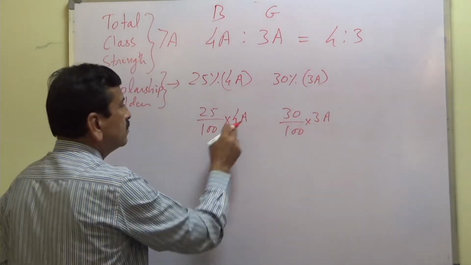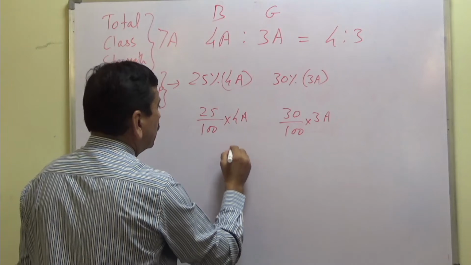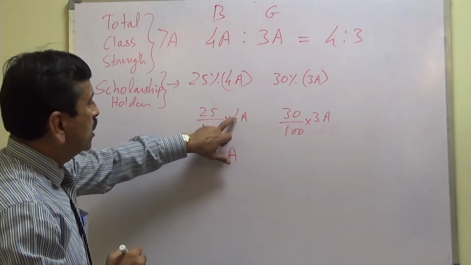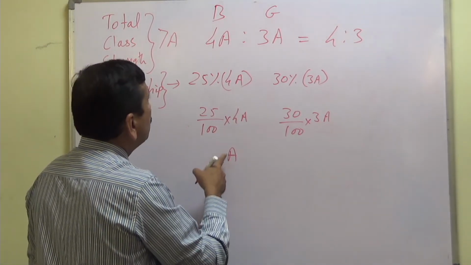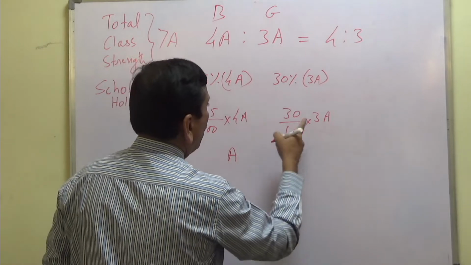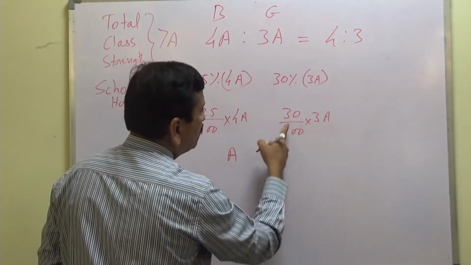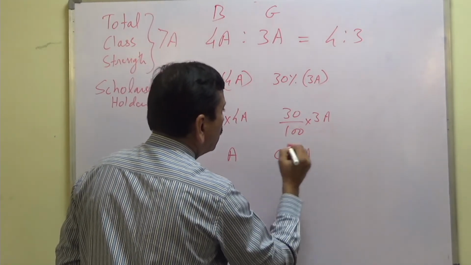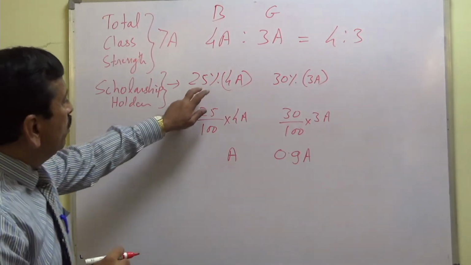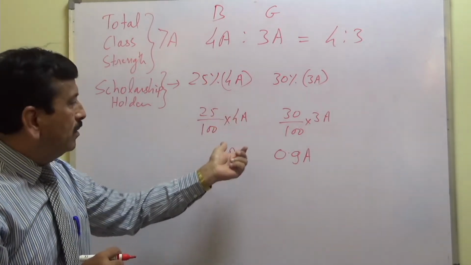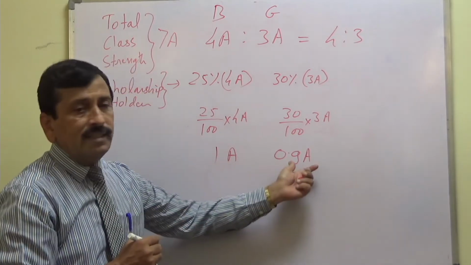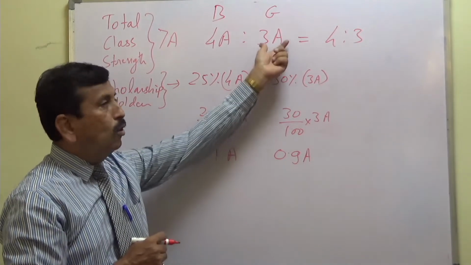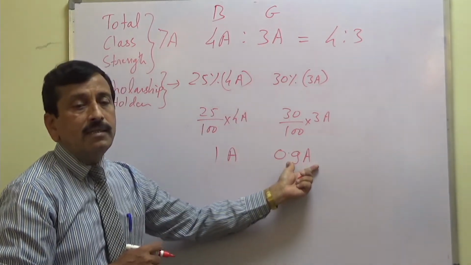So we get here, I'll get A. I'll get here 25 into 4 is 100, 100 by 100 means A. So A, total A boys will get scholarship, and here 9 by 100, isn't it? So it will be 90 by 100. So 0.9A, am I right? This will be 0.9A, alright? So this is 1A and this is 0.9A. So out of 4A boys, 1A boys get scholarship. Out of 3A girls, 0.9A girls get the scholarship.